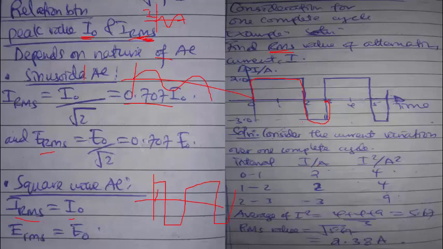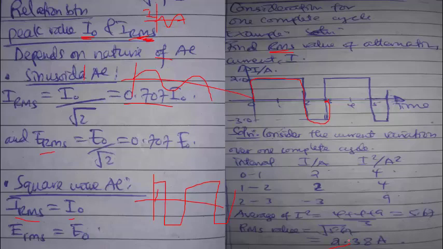Then you write the value of the corresponding current in that interval. As you see, from 0 to 1, the corresponding current is 2. From 1 to 2, it is still 2. From 2 to 3, it is negative 3. So finally we have to find the squares: the square of that is 4, square of that is 4, square of that is 9. Then we find the average of the squares. The root mean square current is the square root of the average of the squares. So we get our root mean square current as 2.38.